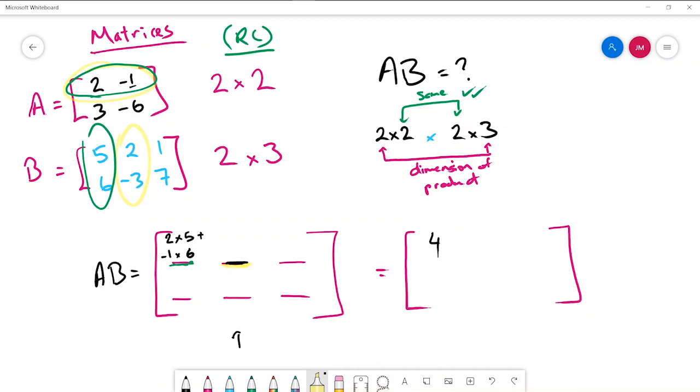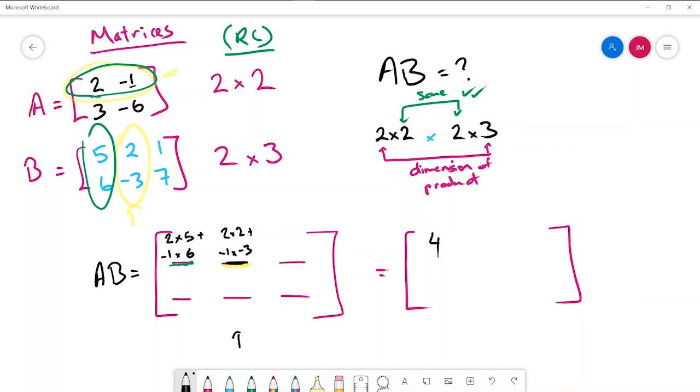And then look at those corresponding rows and columns. Remember, rows always first, so it's a row of the first one, column of the second one. So we're in the first row of A, second column of B. So we're going to have 2 times 2 plus -1 times -3, and then we repeat this process.